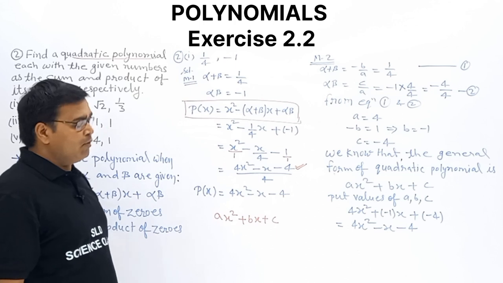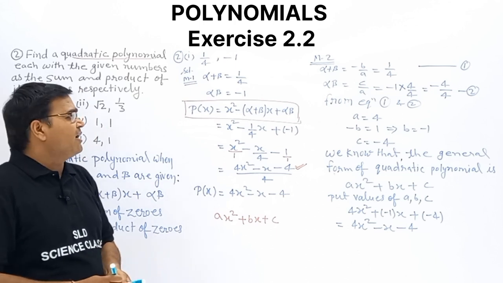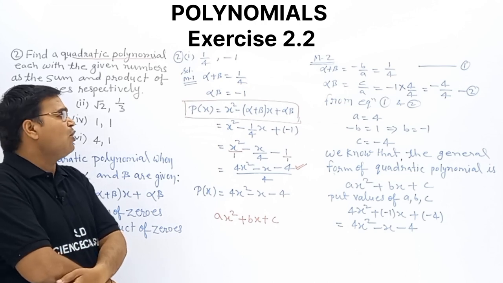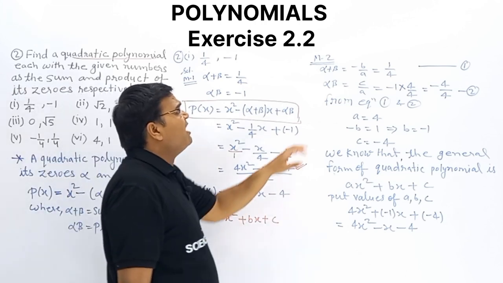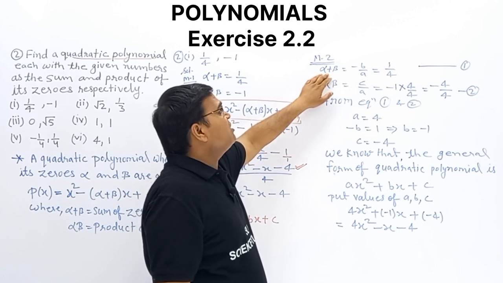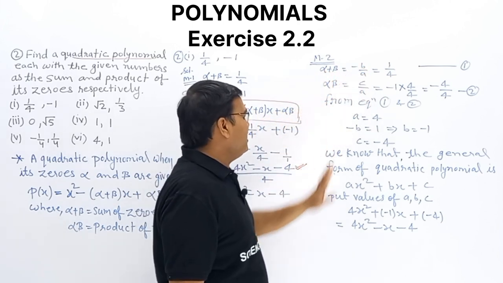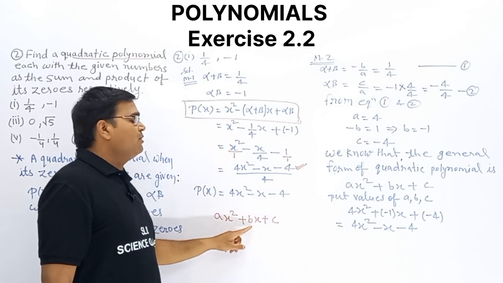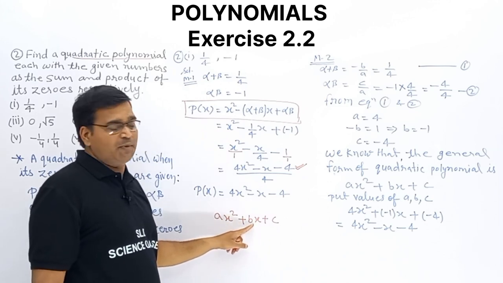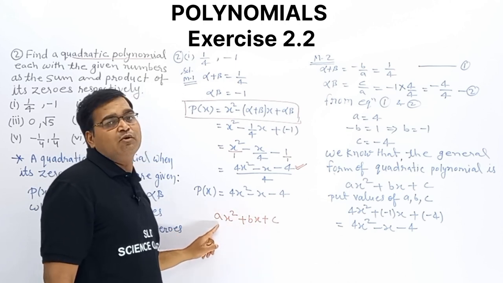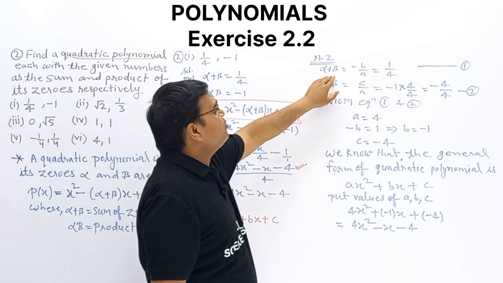Now another method is also there, by which we can also find the quadratic polynomial. Observe, in the question we have the sum of the zeros, and the sum of the zeros is minus b upon a. This is from the general form of the quadratic polynomial, where b is the coefficient of x, c is the constant term, and a is the coefficient of x square. So the sum of the zeros will be what?